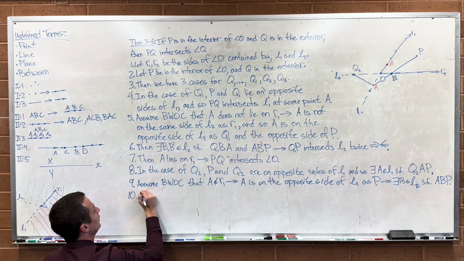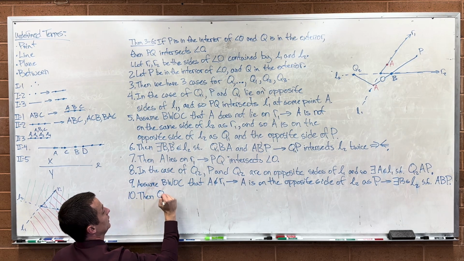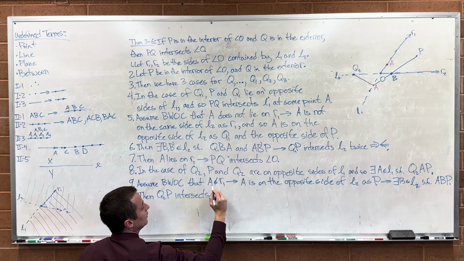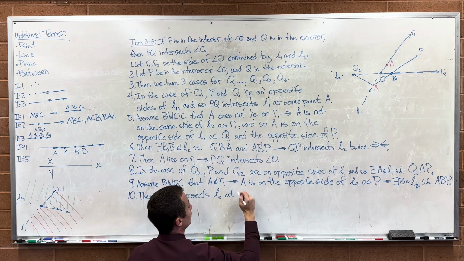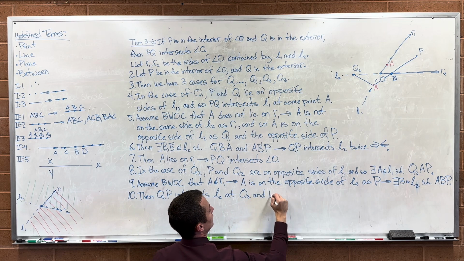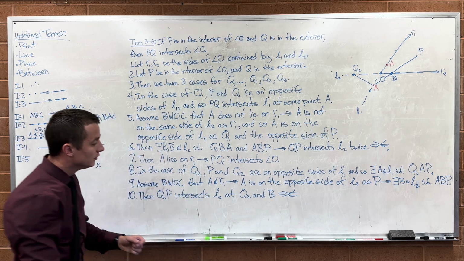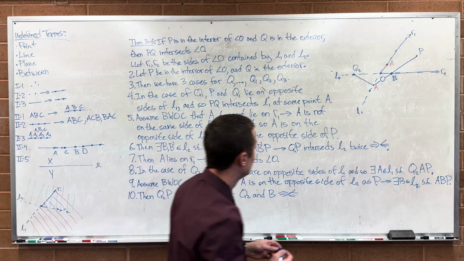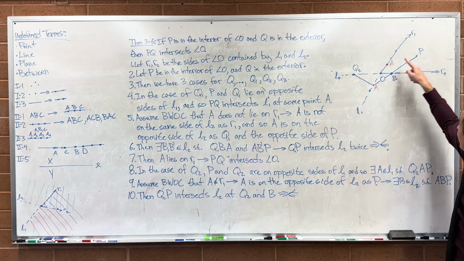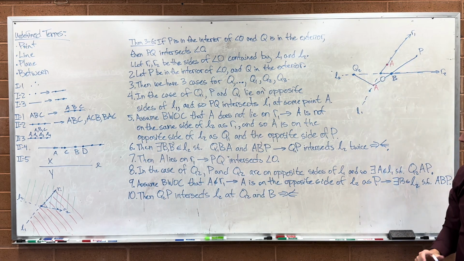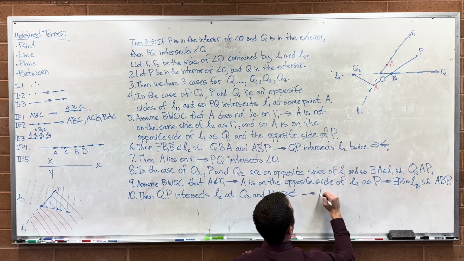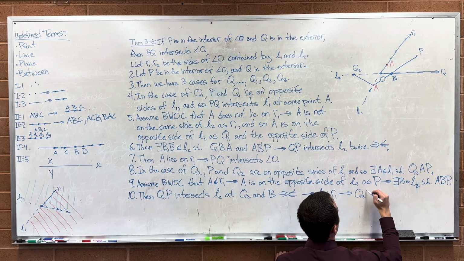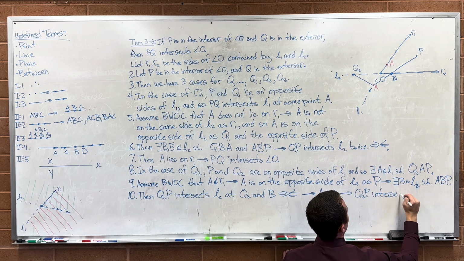So 10. Then the segment Q2 to P intersects L2 at Q2 and B. Contradiction. Right? Yeah. Because Q2 is already a point on L2, and so the segment Q2 to P is intersecting L2 twice. Contradiction, which gives me, therefore, A is in R1, which gives me the segment Q2P intersects the angle O.